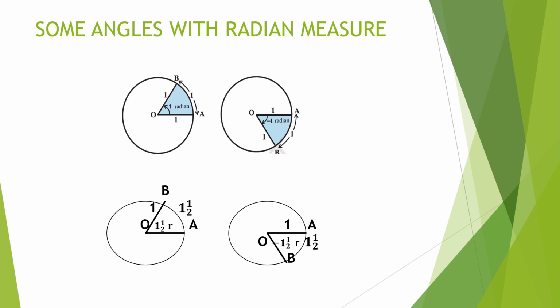Now in the third case, again you have the unit circle with radius 1, but the length of the arc AB is say 1.5 units. Then what will be the angle made? Theta is equal to L by r. Length of the arc is 1.5 upon r, which is 1. So it will make an angle of 1.5 radian. In the fourth case, same way, since it is in the anti-clockwise direction, we have a negative sign.